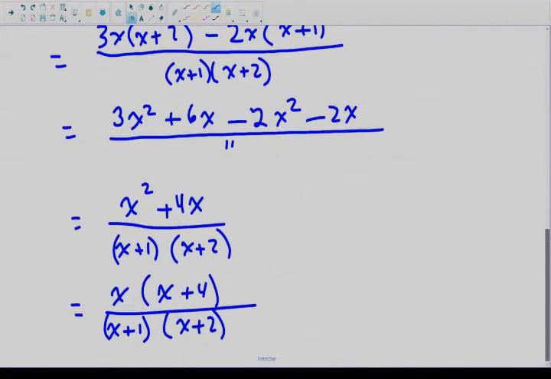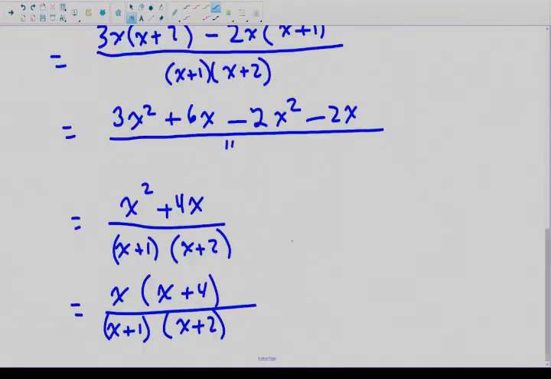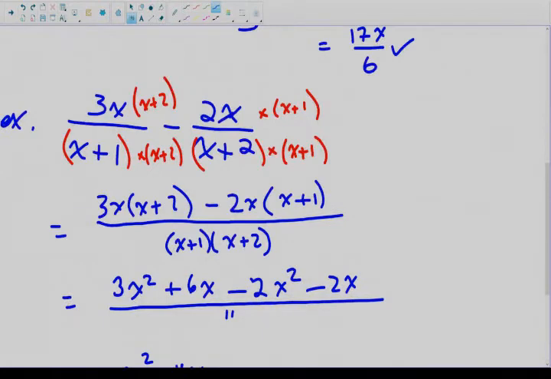So just to recap, the most important thing about today's lesson is going to be how do you find a common denominator when you have expressions as your denominators that are algebraic. And what you want to do is look at all of your denominators and make sure that every denominator contains all of the other denominators as multiplications.